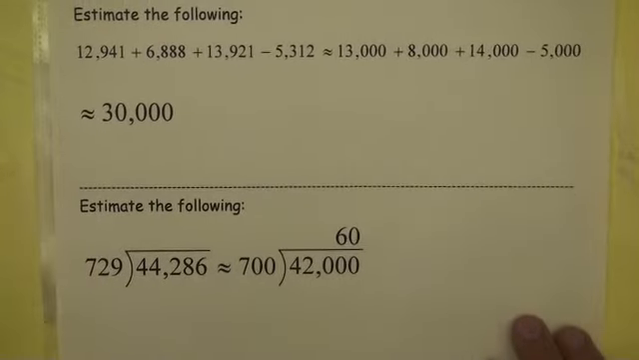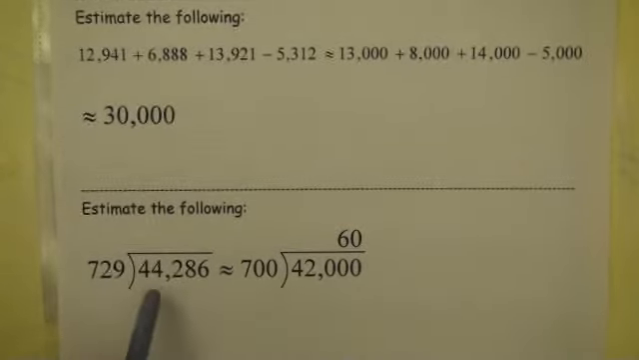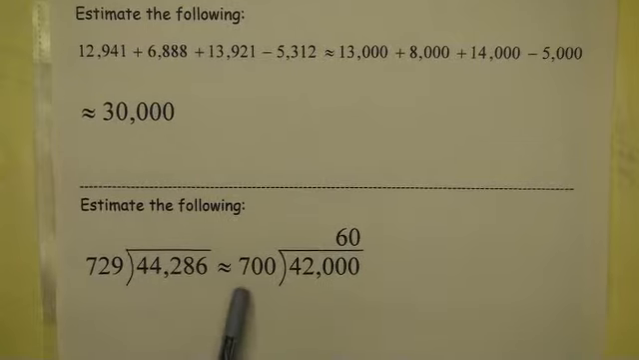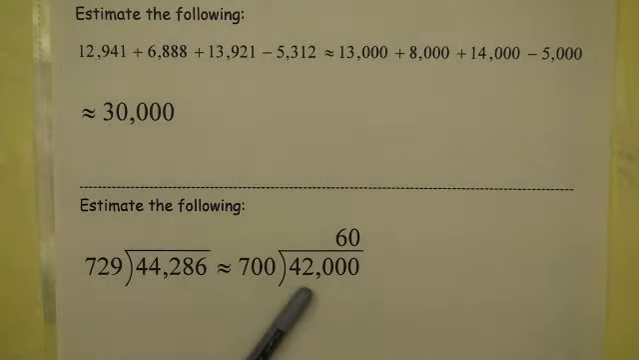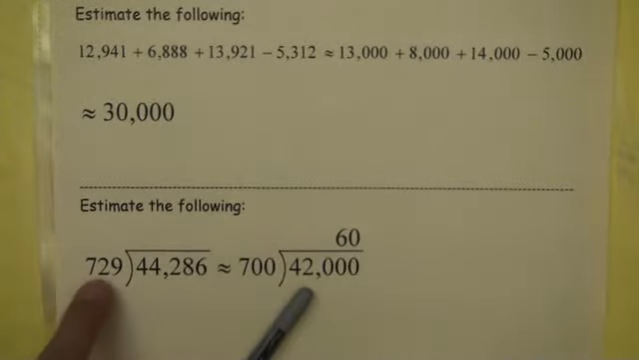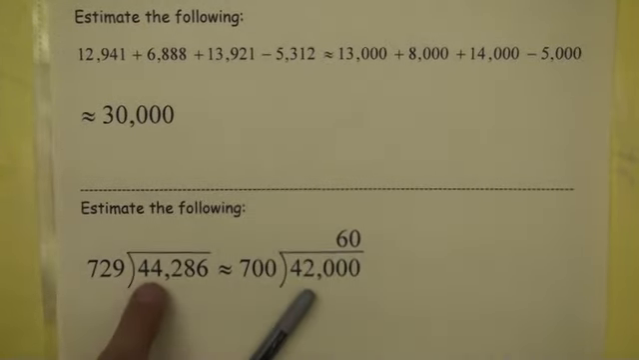All right, estimate the following. We have 729 divided into 44,286. Again, they don't tell us how to estimate, so we're going to use our own brains. We're going to use about 700. We're going to call this about 42,000. Why did I call that about 42,000? Bam! Because 42 divides by 7. So if I'm going to use 7 here, why not make this a 42?